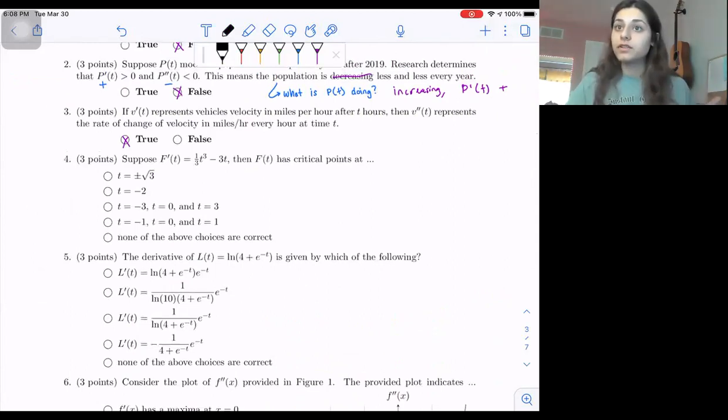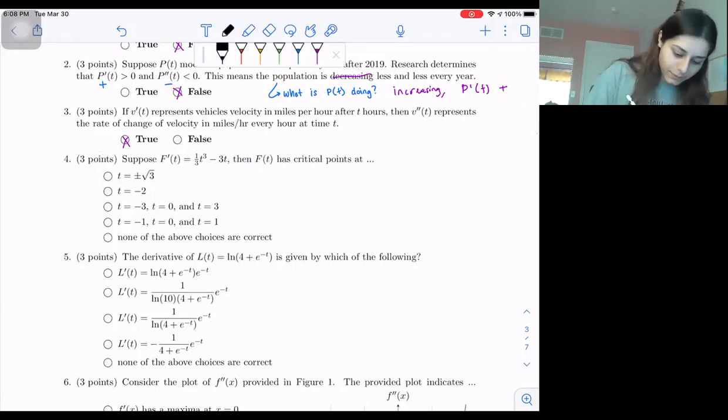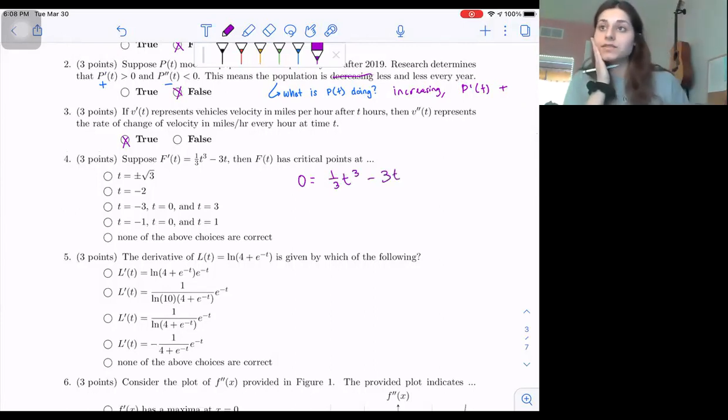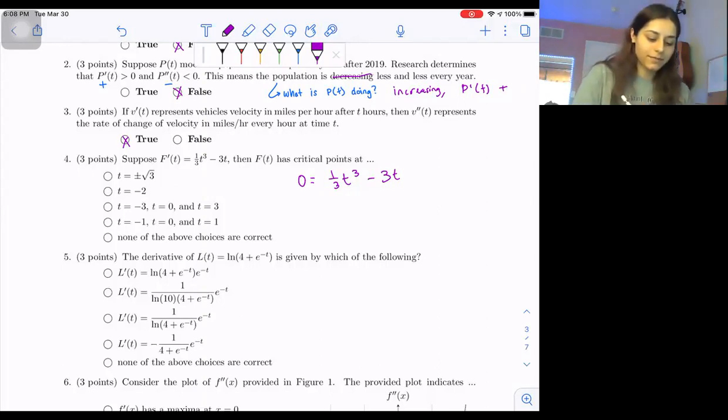All right, so we want to find critical points. We'll set f prime of t equal to 0. So we'll have 0 equals 1/3 t cubed minus 3t, and we want to solve for t. Okay, this is really important: make sure you factor this first. Don't try to move the 3t over to the left just yet. You want to factor it first because we'll find out that we have a critical point at t equals 0. So first we're going to factor out a t.